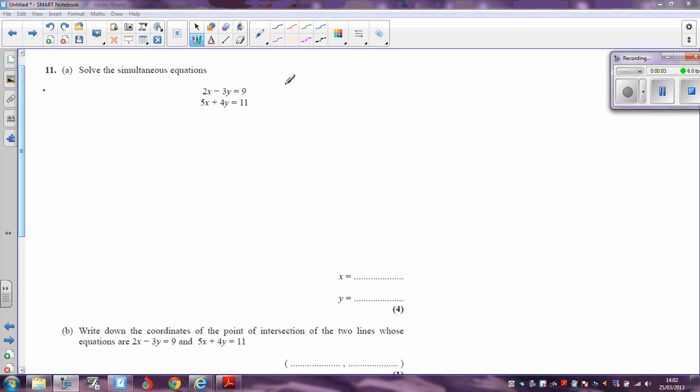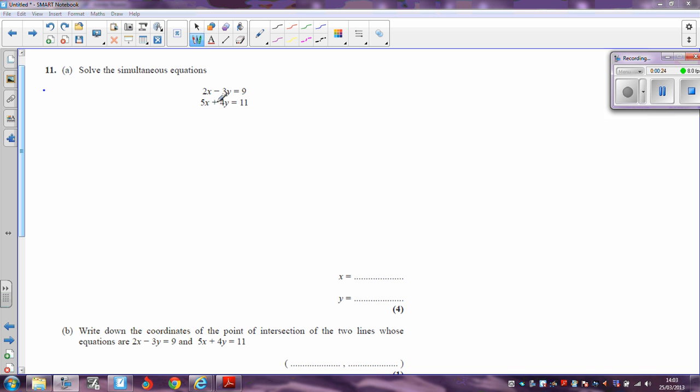Simultaneous equations. The way that we solve these is by a process called elimination, the idea being that we're going to get rid of, or eliminate, either the x's or the y's. Now, if you happen to have the same number of x's, which we don't here, we've got 2x here, 5x here, or you might have the same number of y's, but again we don't, we've got 3y and 4y.